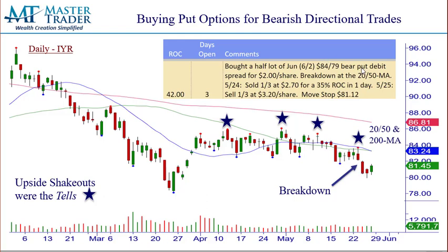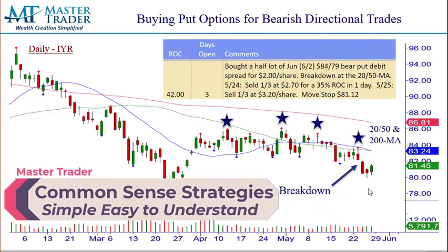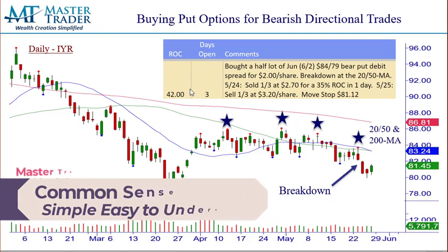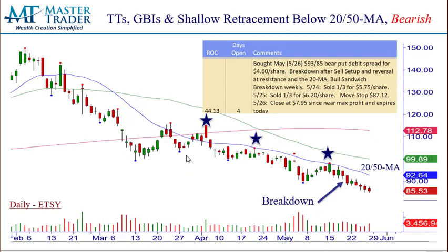And in this particular case, we bought what's called a bear put debit spread, where we buy one in the money put. We sell an out of the money put against it to lower the cost basis of that long put. And notice by doing that, look at this, in one day, this next day, we made 35% return on that put debit spread. And then we just also went into trail mode, made a cool 42% in 3 days.